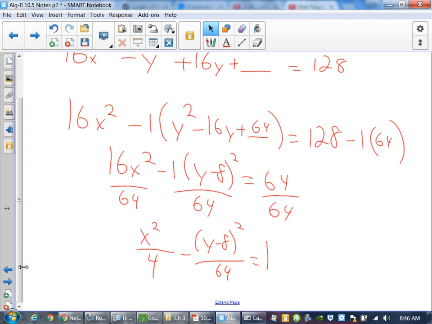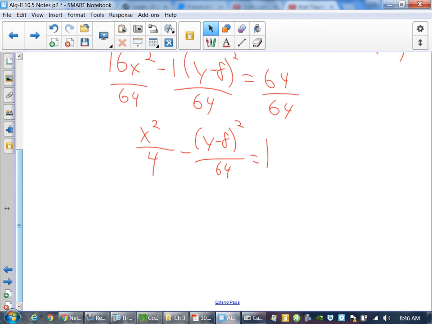But here's the problem. This fraction you had here was 16 over 192. What does that fraction simplify to? I got 1 over 12. If it's 1 over 12, that now tells you that your a squared value is 12 and your b squared value is 192. And that's not the same as what this is. This is what it's supposed to be.